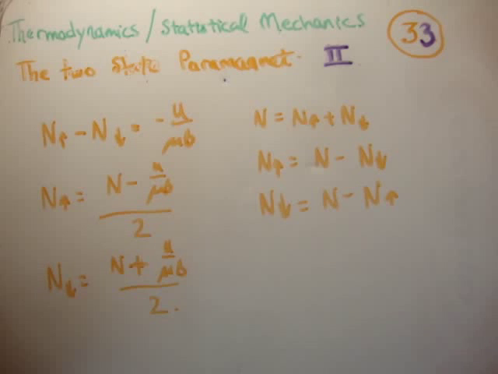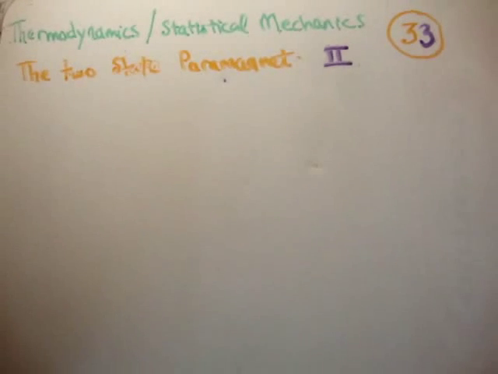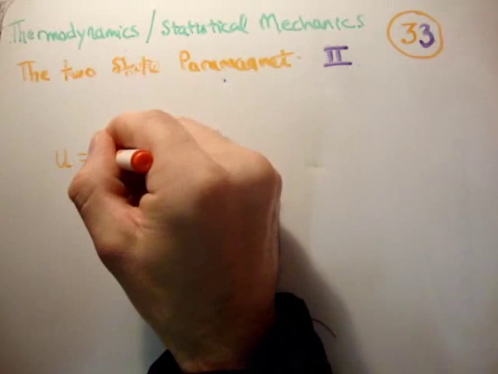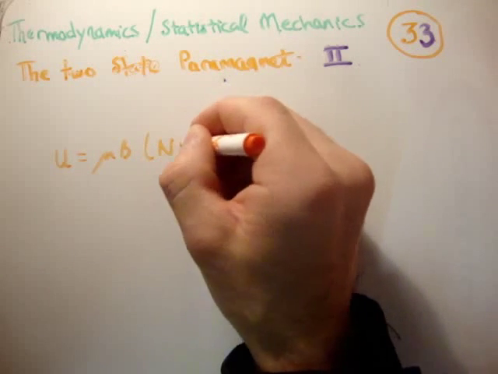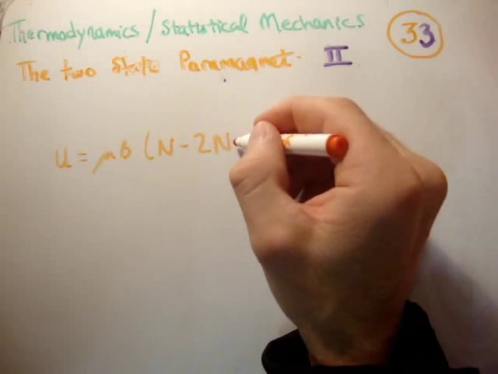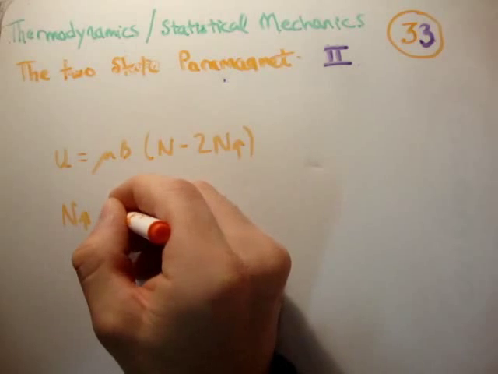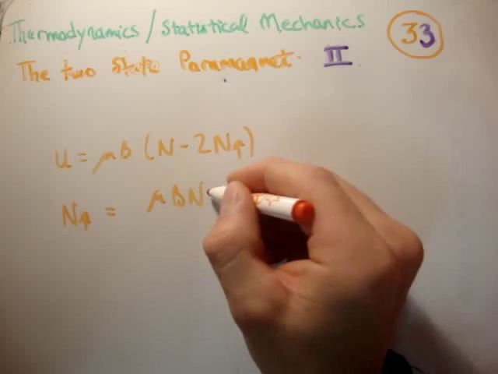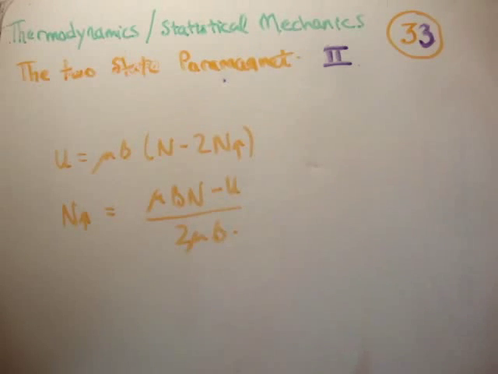Okay, so that's all we need to say about that. That's pretty straightforward algebra. Next, the total energy, as we showed in the previous video, was as follows. U is equal to μB times N minus twice N up. Okay, we can rearrange this for N up as follows: N up is equal to μB times N minus U, over twice μB.